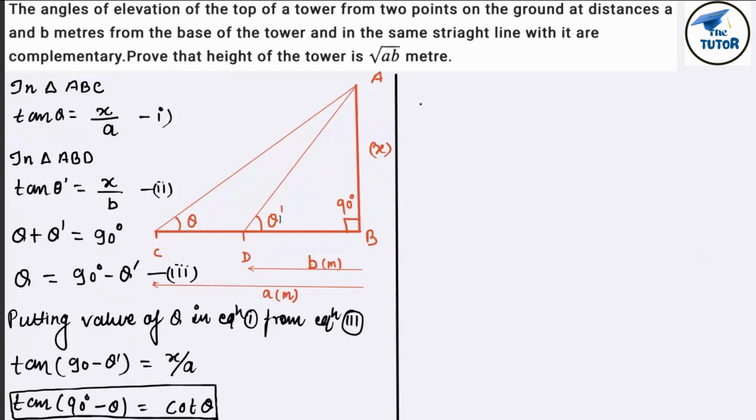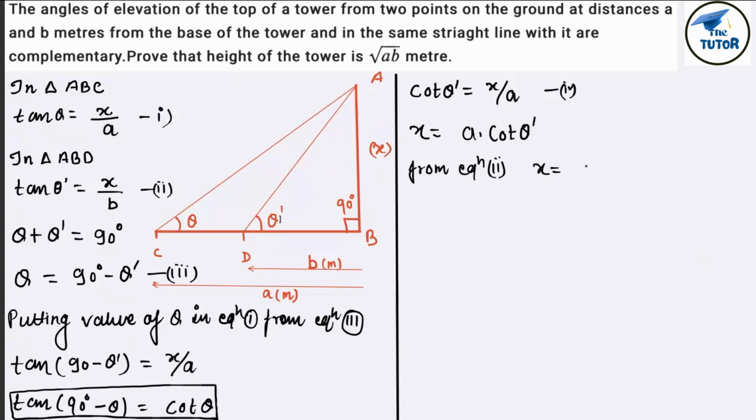In place of tan 90 minus theta dash, we can write cot theta dash is equal to x over A. You have cot theta dash equals x over A. You have tan theta dash equals x over B. From here, we can say x is equal to A times cot theta dash. And from equation 2, if you get the value of x, you can say x is equal to B times tan theta dash. If you multiply them, with left-hand side to left-hand side and right-hand side to right-hand side, you are going to get A times B. This is equation 5.